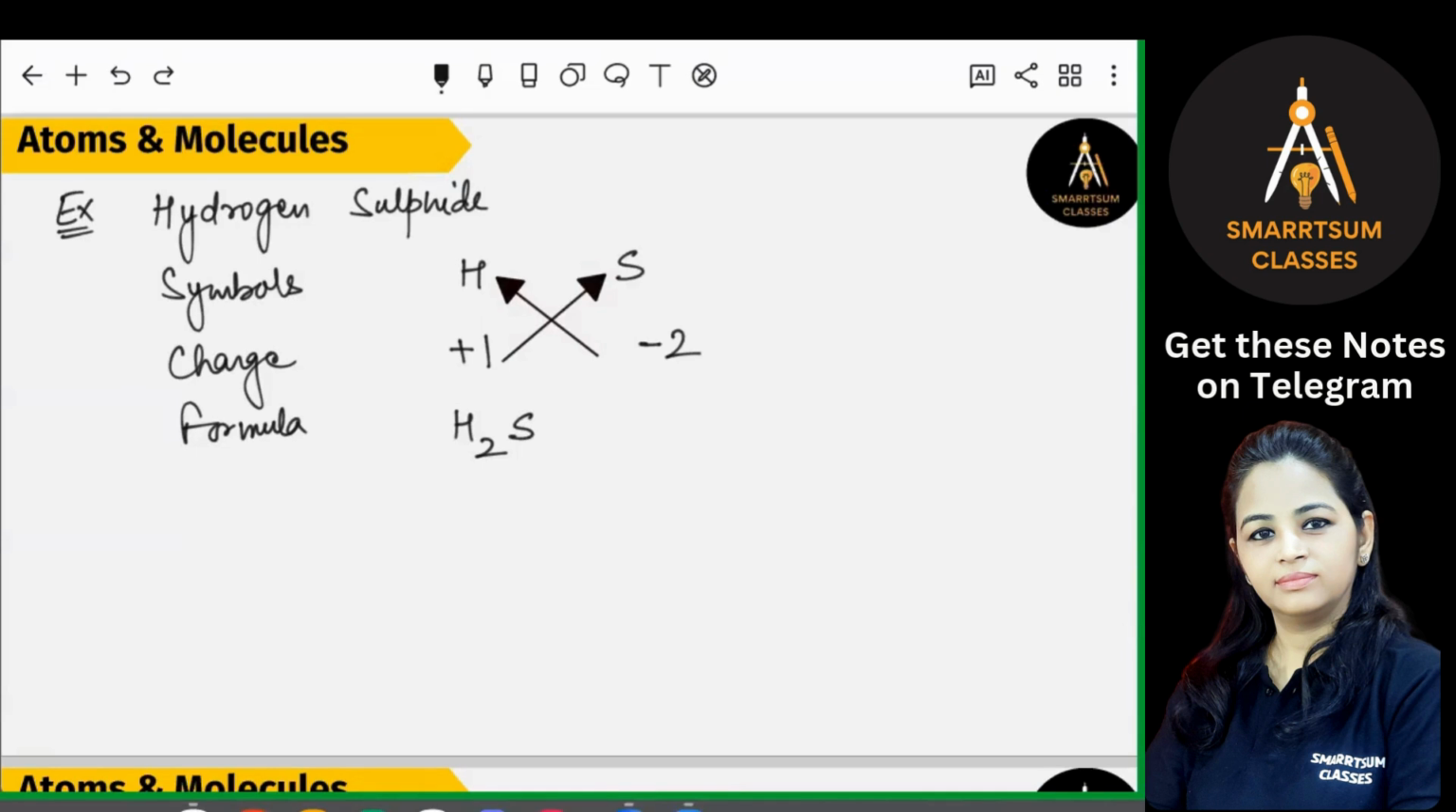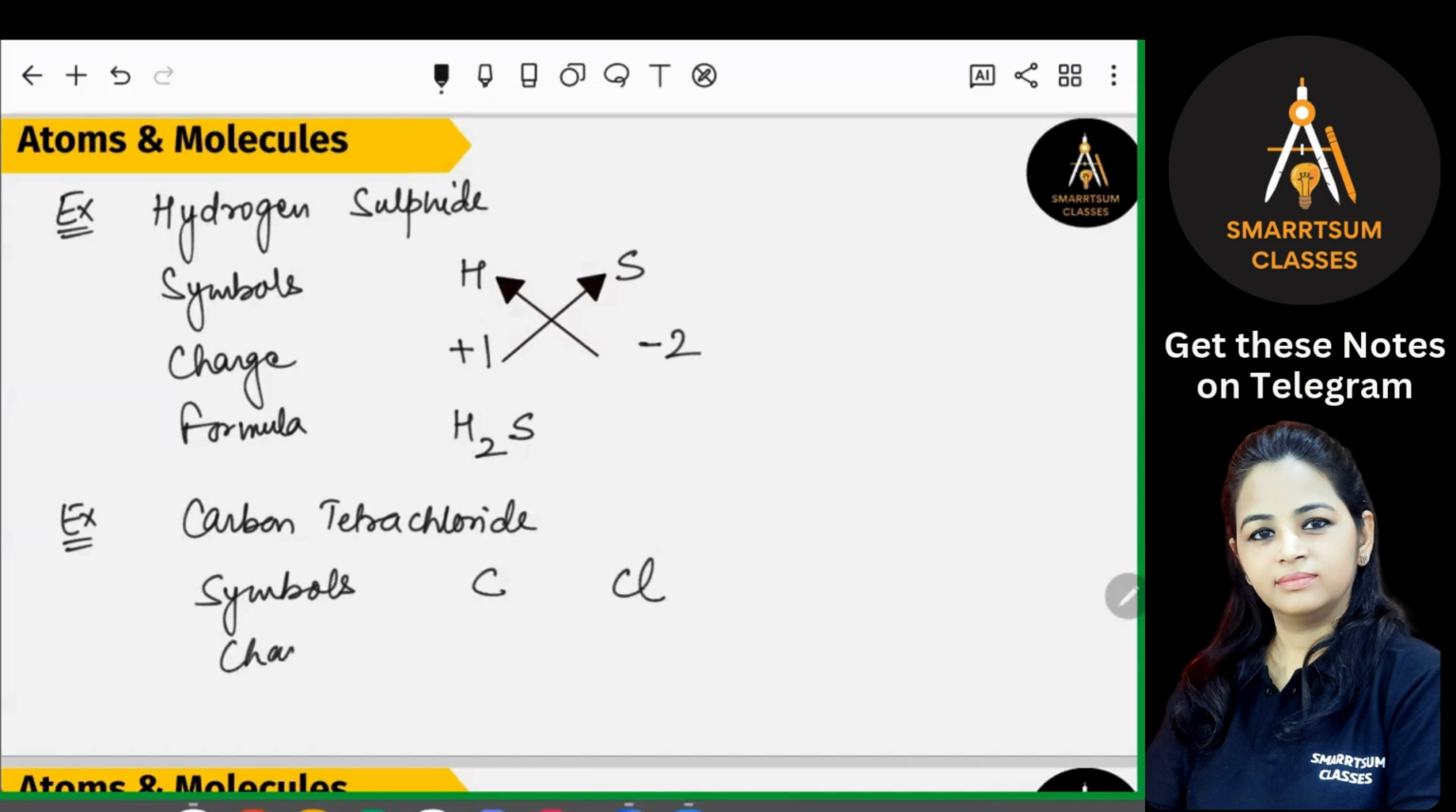Okay, now similarly, let's take another example. Carbon tetrachloride. Okay, now what are the symbols involved here? Symbols are carbon symbol is C, chloride is Cl, right? Now what are the charges? On carbon, charge is +4. On chlorine, it is -1. You can see the table.